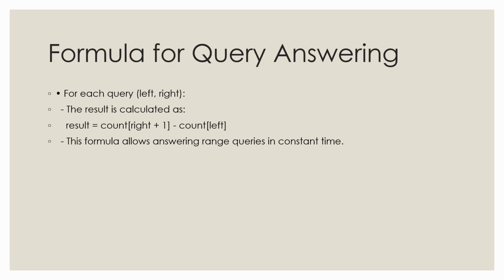To answer each query, we use the prefix sum array. For a query with the range left, right, we calculate the number of vowel-only strings in that range by subtracting the cumulative count at index left from the cumulative count at index right plus 1. This gives us the desired result in constant time, making it efficient even for large numbers of queries.